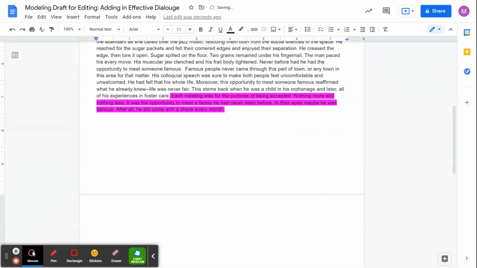So I'm going to use my E plus R equals O. My E is he would walk in, and it was always the same conversation. So him walking in is my E. My R is going to be the dialogue.